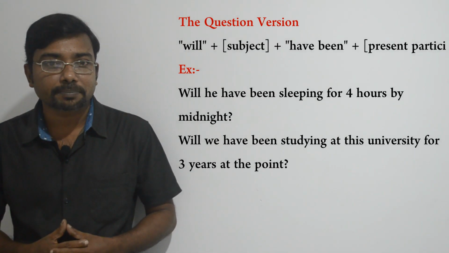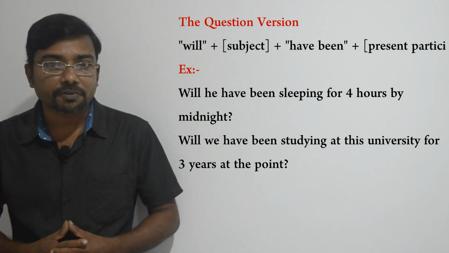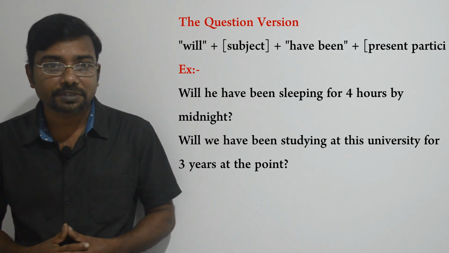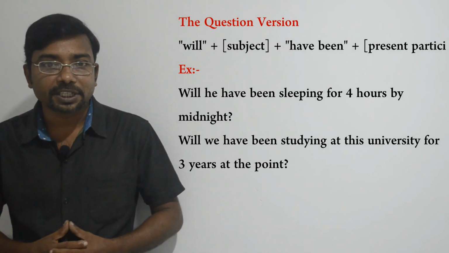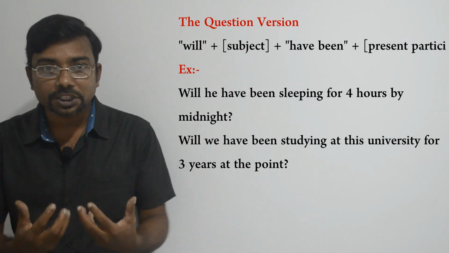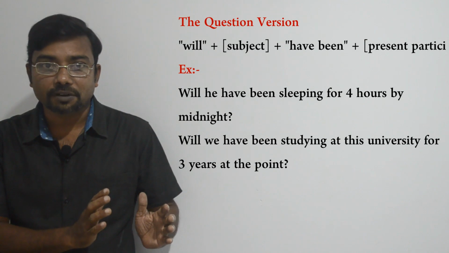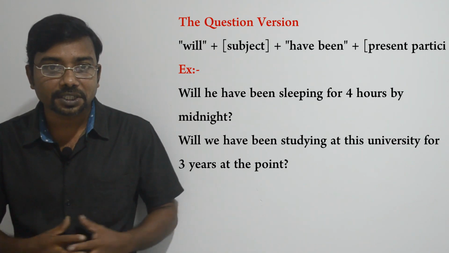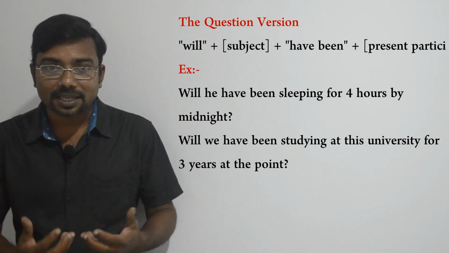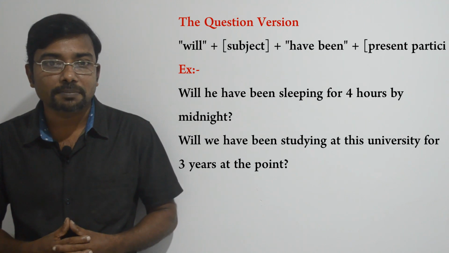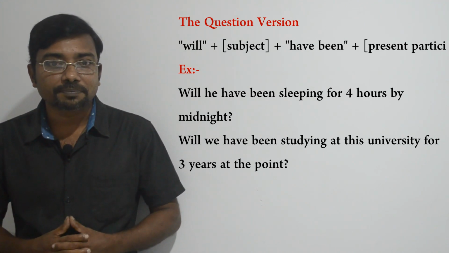Look at the first example. Will he have been sleeping for 4 hours by midnight? Here we use will at the beginning of the sentence because we are going to ask a question, so we always use the auxiliary verb will at the beginning of the sentence. Then comes the subject he, then we use have been plus the verb ing form sleeping.